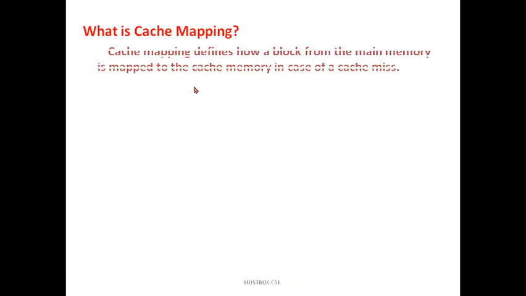So what is cache mapping? Generally, what does cache mean? Cache means fast access. And you know what cache memory is? It is one of the fastest memory units, which is inbuilt with the CPU or processor and helpful to get the data.